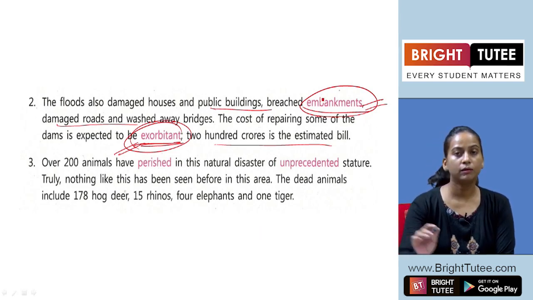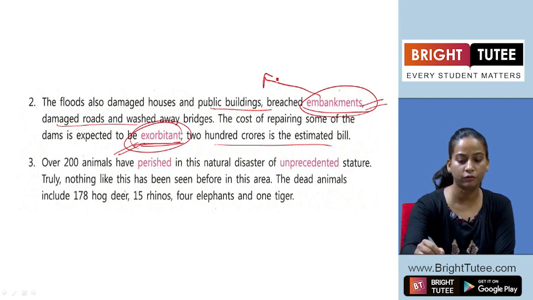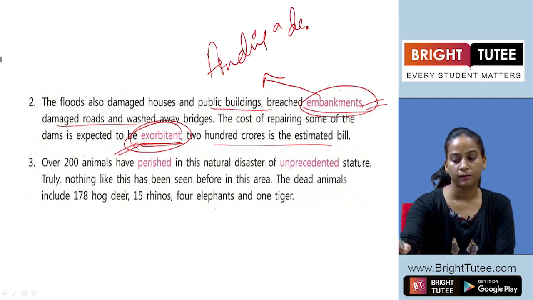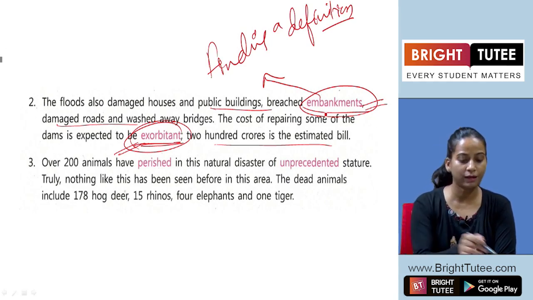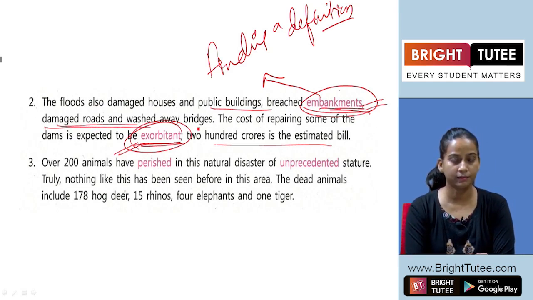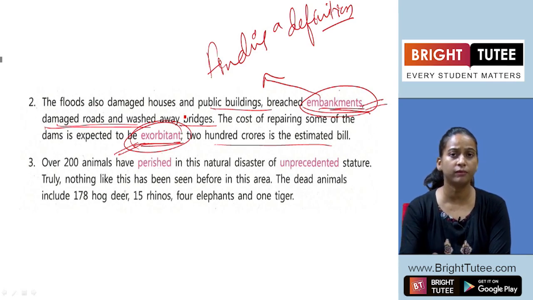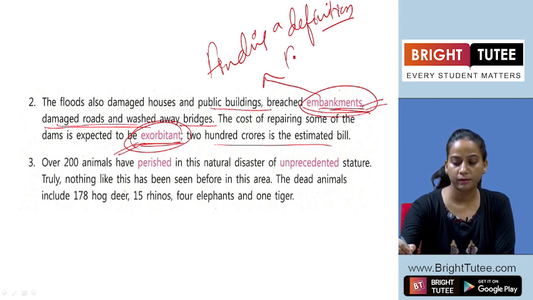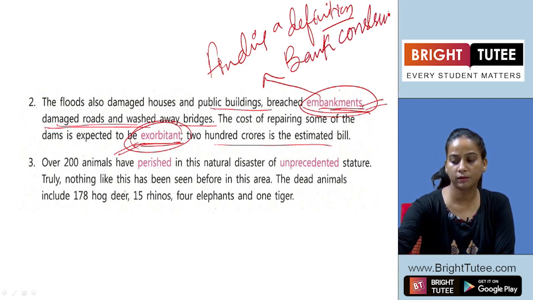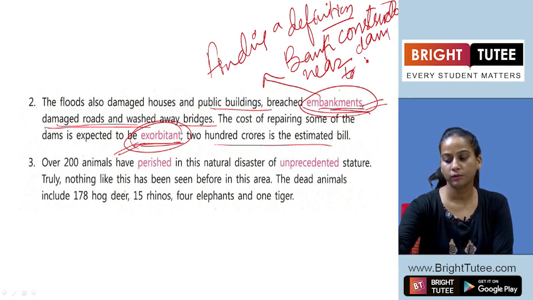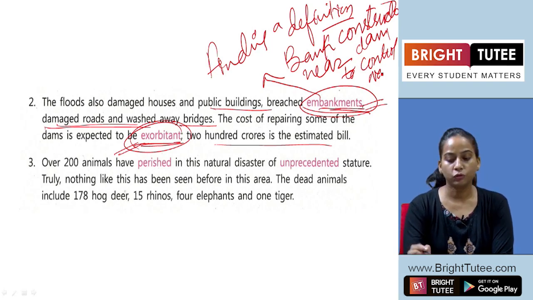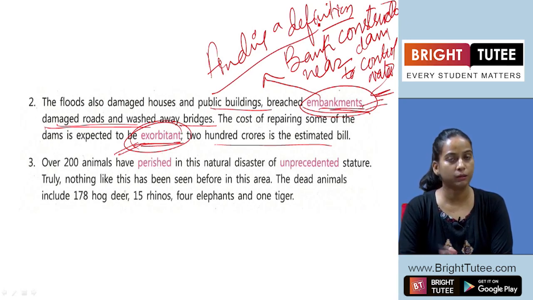For this one, which strategy will we use? We can mention finding a definition. Here, what we are doing is trying to understand the meaning with the given sentence here. Damaged roads and washed away bridges. So, somewhere we are getting the idea that it could be related to a bank constructed near a dam to control water. So, through this technique, finding a definition, we are getting to know the meaning of embankment.